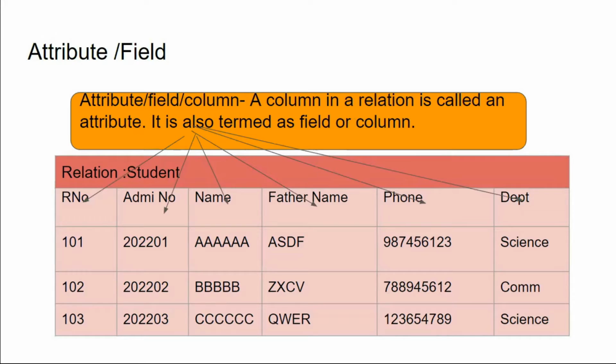The next term is attribute, or a field, or a column. A column in a relation is called an attribute. If you see here, we have a table student. In the student table, we have a column called roll number. This roll number is called an attribute. The admission number, name, father name, phone, and department are all called attributes. So here we have 6 different attributes in the relation student.